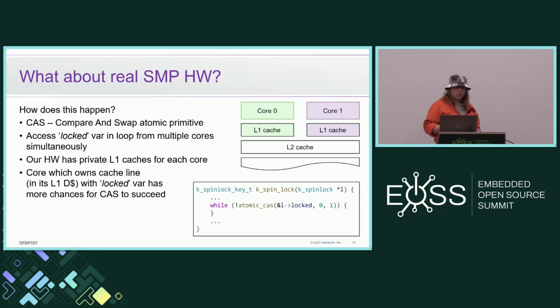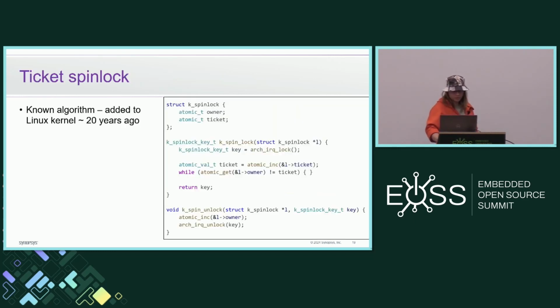But in the results, the core which owns the cache line with the locked variable has more chances for this compare exchange primitive to succeed. So if some core gets it once, it's more likely to get the spinlock next time. How can we avoid such a thing? One possible way is just to use another spinlock algorithm with a fairness guarantee. For example, it could be a ticket spinlock.